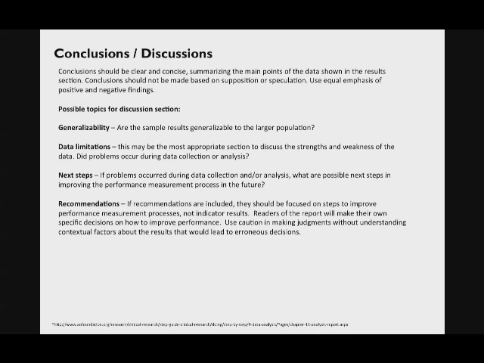What next steps are there? So now that we have this data, what are the next steps in analyzing it or improving specific performance measures in the future? And what recommendations do we have? And these recommendations should be focused on steps to improve the process of performance measurement, not necessarily the indicator results, because I think readers of the report will make their own specific decisions on how to improve performance.